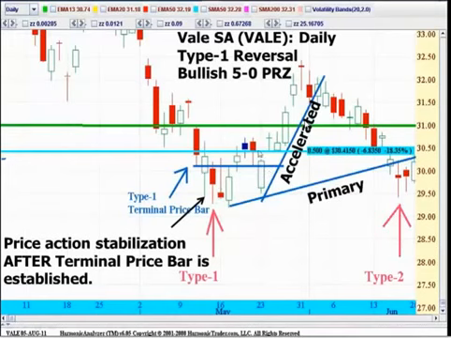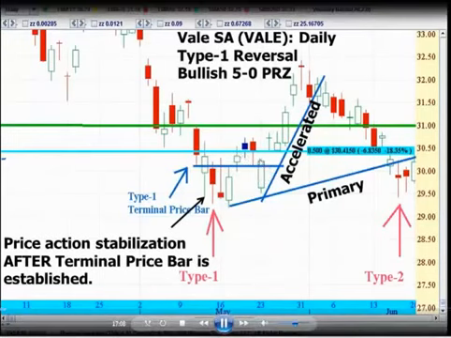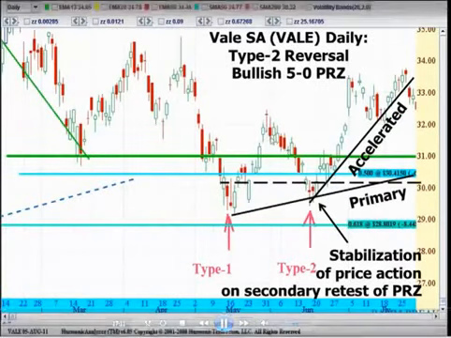But on this type 1 reversal, this is when we get that quick accelerated move. But this is also where we are actively going to capture profits more quickly on a violation of this accelerated uptrend line. Because if we see this quick blast out of the PRZ and then begin to roll over, our expectation is that we want to wait for that secondary test. Usually some type of secondary test of not only the PRZ, but the lows, especially the terminal price bar low, that define the pattern completion point.